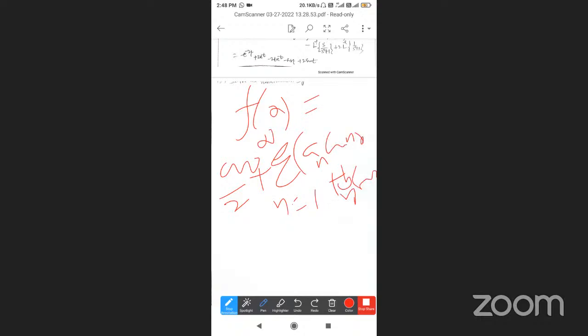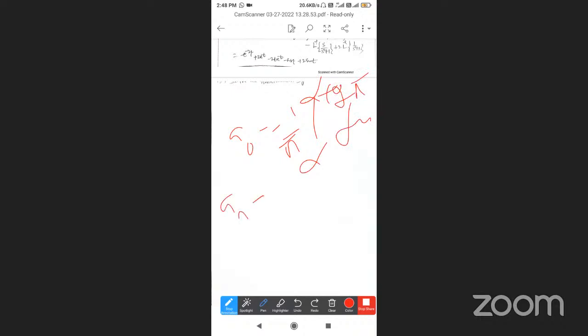Where is a naught? a naught is equal to 1 by pi times the integral over the interval alpha to alpha plus 2 pi of f of x dx.